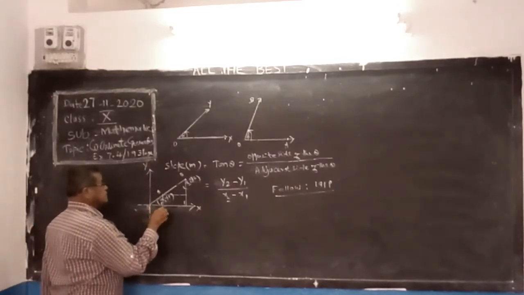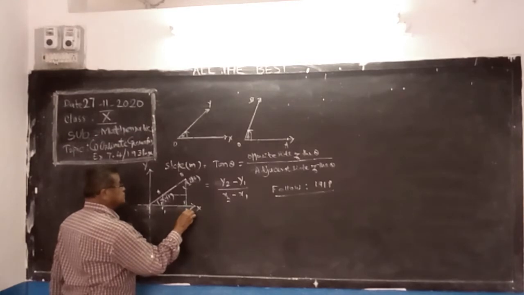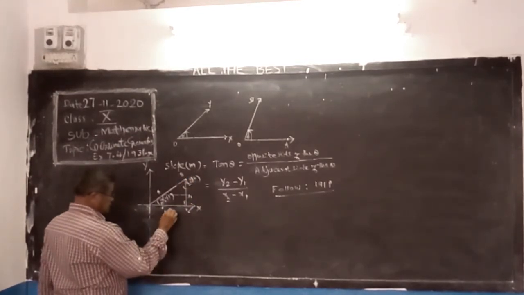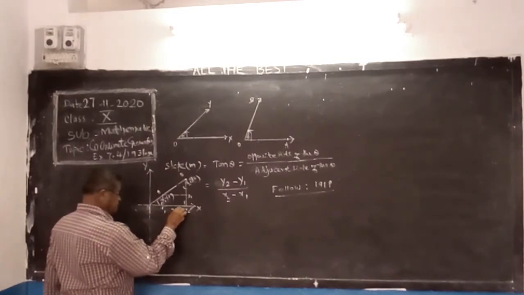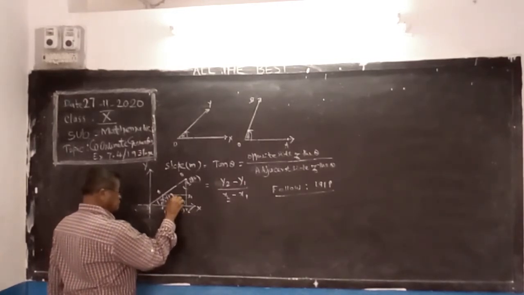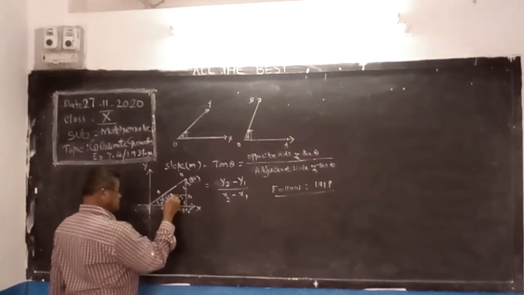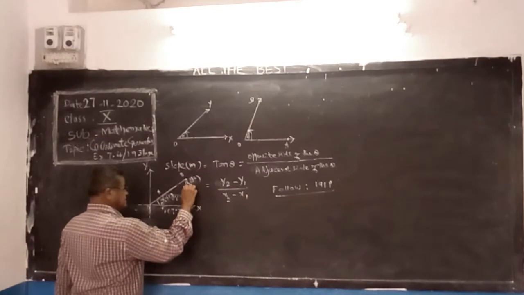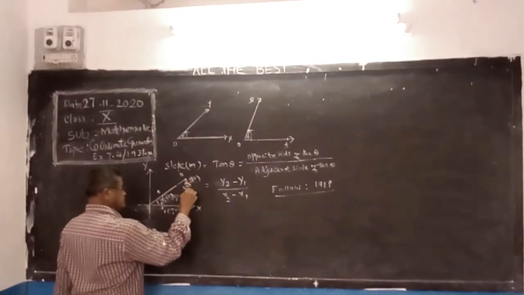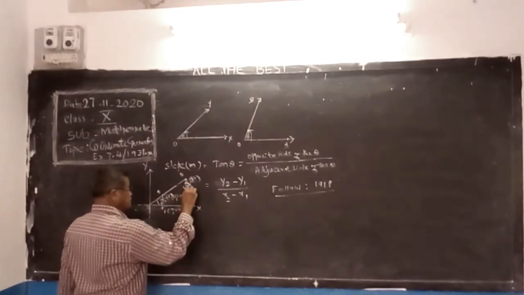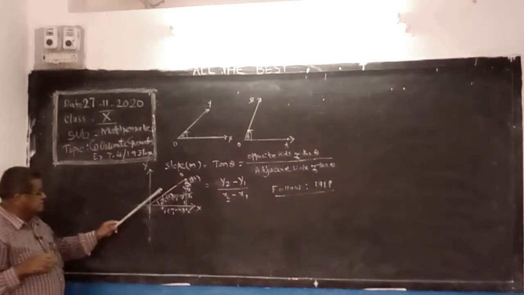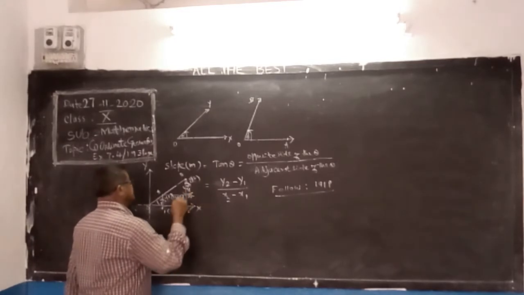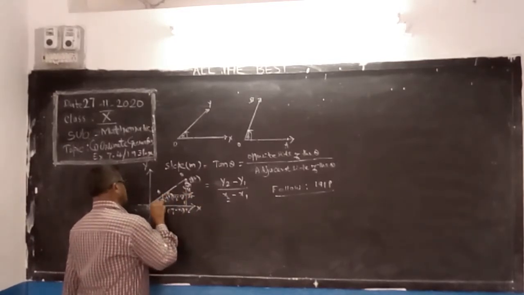Now this is x1, this is x2, this is y1, this is y2. The side is x2 minus x1, this is x2 minus x1, and this is y2 minus y1. Difference of this side in the triangle ABC. In the triangle ABC, this is the theta.